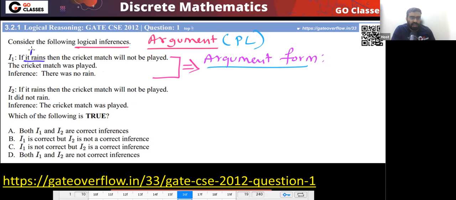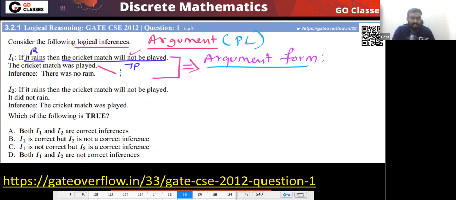It rains. Let's call it R. This proposition, let me denote by variable R. So this is a propositional variable which represents this proposition. The cricket match will not be played. Let me write it as not P, because this is a not. So I'm writing a negation of P.